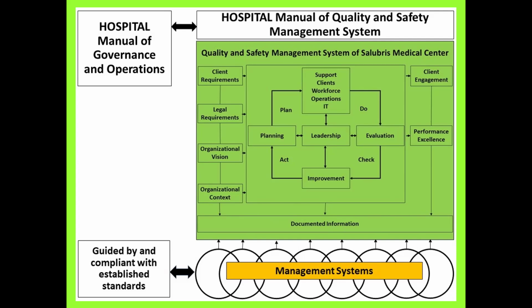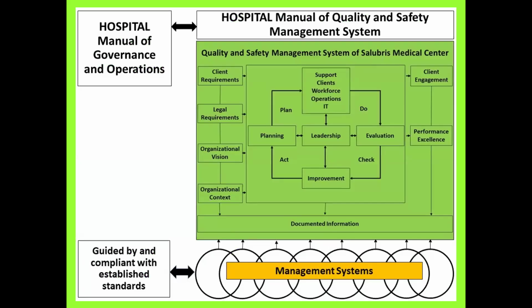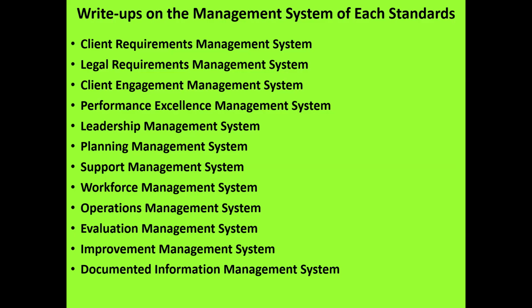So here is an illustration: you are guided by compliance with established standards and then come out with a management system for all these boxes. Preferably, there must be a write-up on each box and standards in the format of a management system. Example, in the ISO, you have the client requirements. So you can come out with the client requirements management system, the legal requirements management system, the leadership management system.